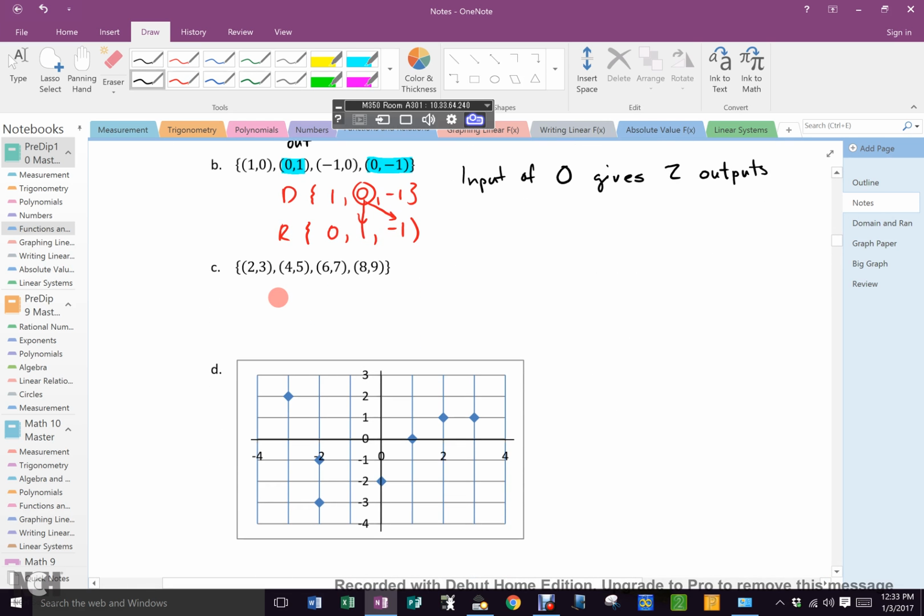Okay, so you guys do C. What's the domain? What's the range? And then tell me if it's a relation or a function. What's the domain? 2, 4, 6, 8. What's the range? 3, 5, 7, 9. Function or relation? Why? 1 input to 1 output. Is everybody cool?